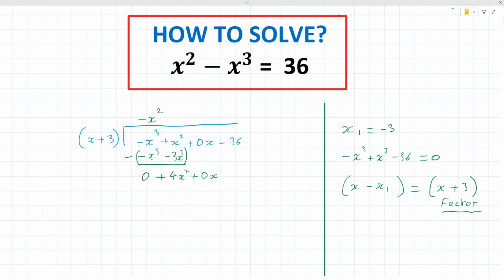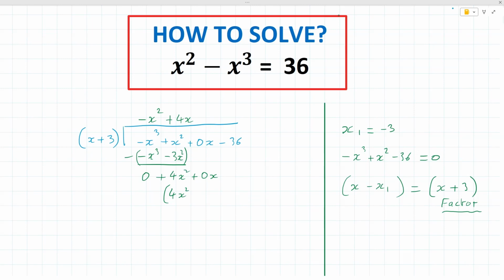For our next step, how many times does x fit into 4x squared? We can fit it 4x times. 4x times x is 4x squared. Your goal here is to make the numbers exactly equal to each other so they cancel out. When you ask yourself that question, 4x times x is 4x squared, and that's going to cancel the 4x squared out very nicely.